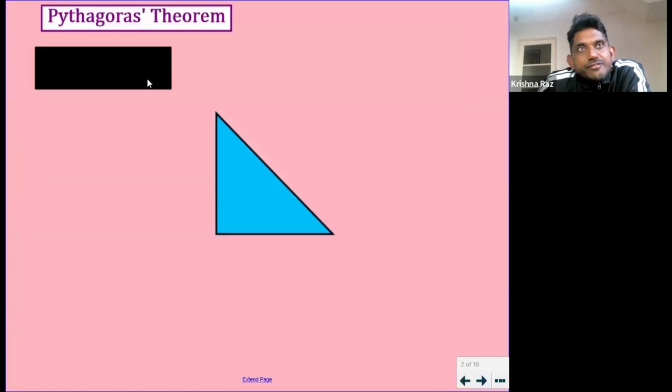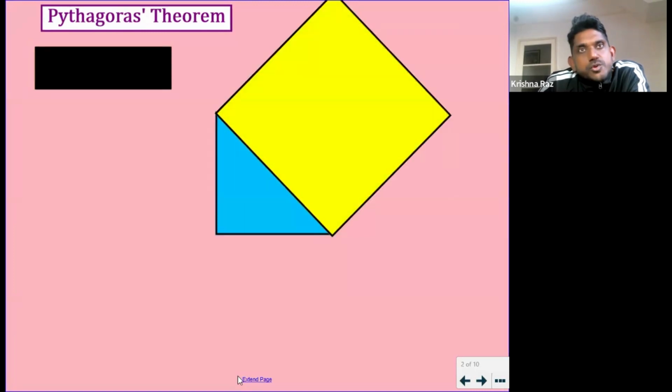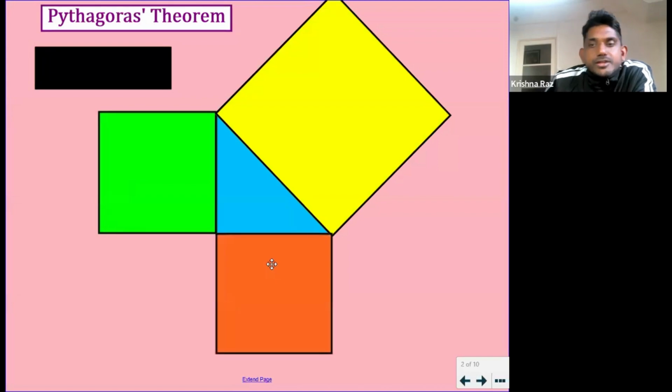So firstly, what is Pythagoras' theorem? It's specifically for right-angled triangles, and what some Greek dude named Pythagoras noticed years and years ago was, if you have a right-angled triangle, if you draw a square by its longest length and a square by the two other lengths, the two areas, the green area and the orange area, will add up to the yellow area.